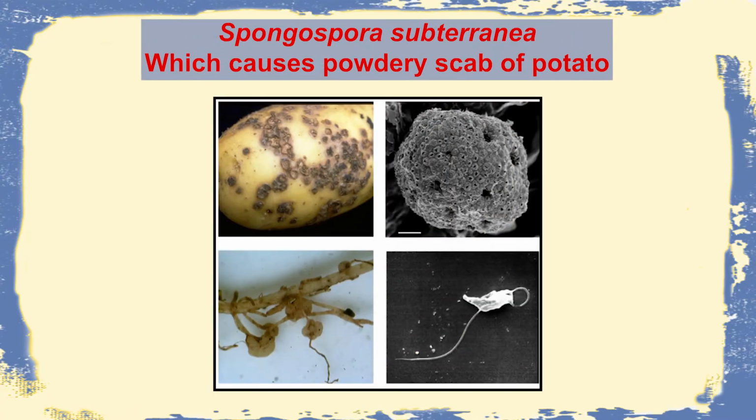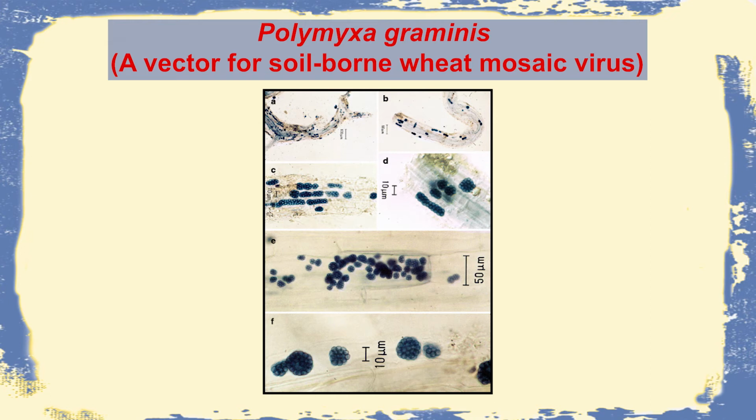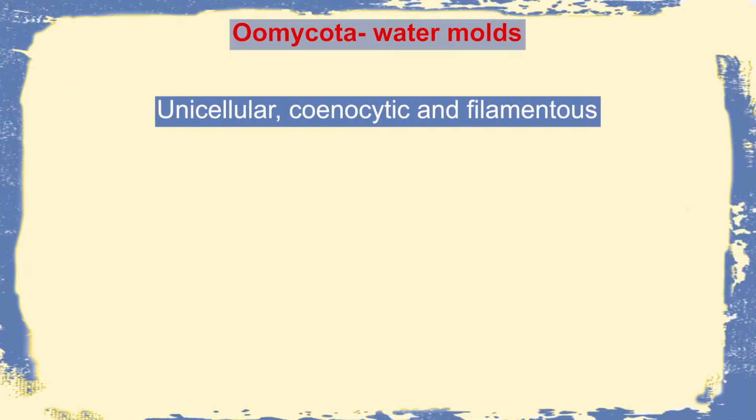Sometimes they may cause another disease like the powdery scab of potato, which produces black lesions on the potato tuber, and it is caused by Spongospora subterranea. Or sometimes this particular fungal group or fungi-like organism will help in carrying different viruses like wheat mosaic virus, like Polymyxa graminis.